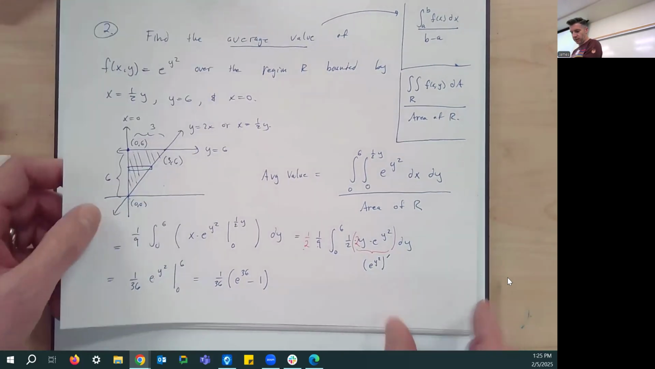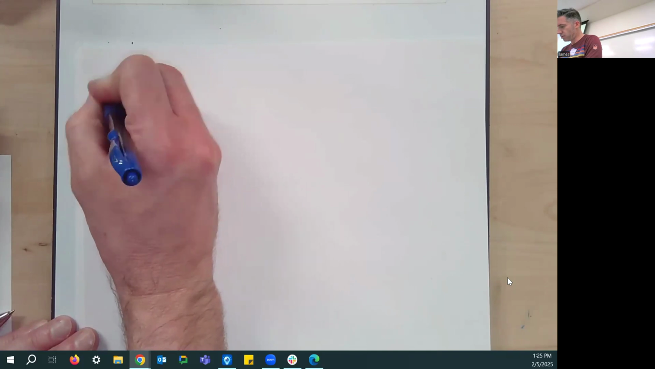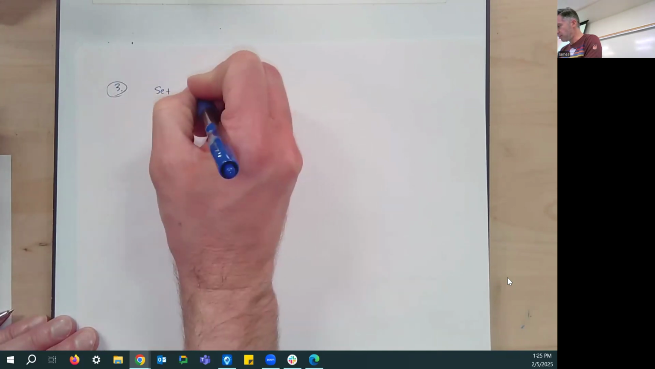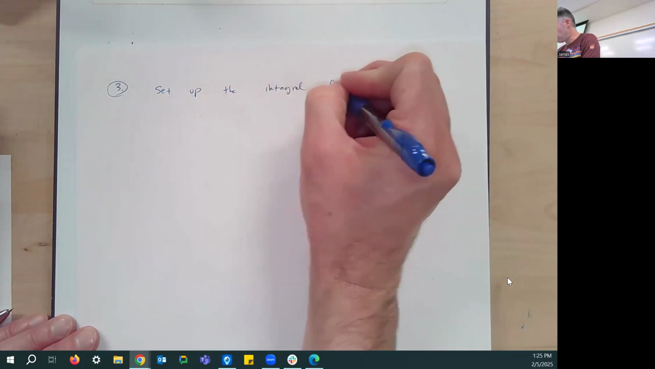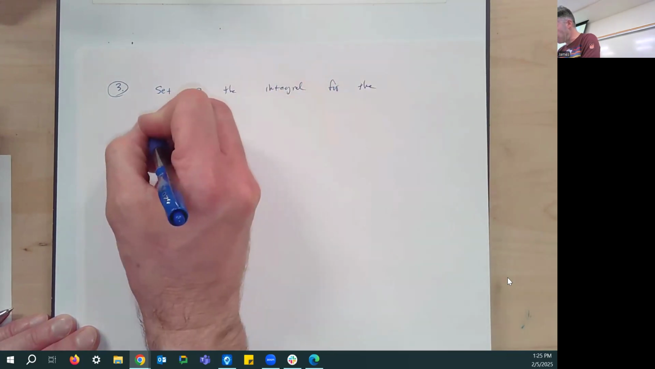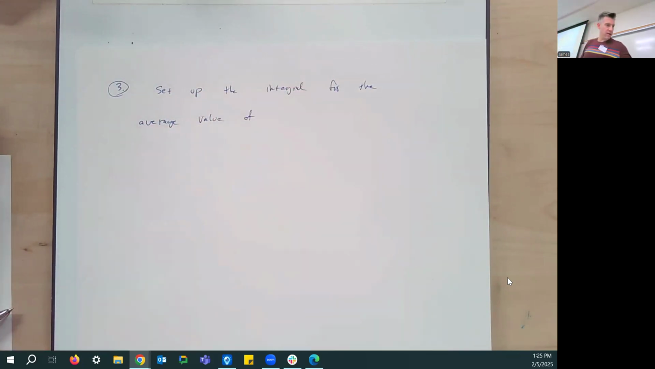One that's less complicated. So I'll have you set one up. Set up the integral for the average value of, what have I got here? Let's see. That's not what I'm looking for. That's one as well.